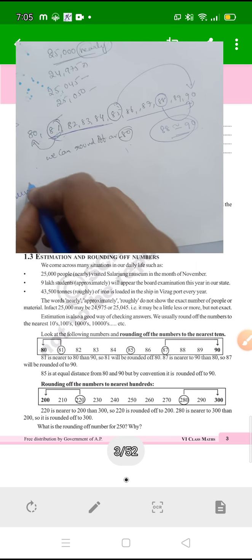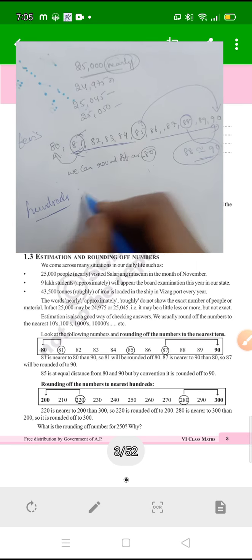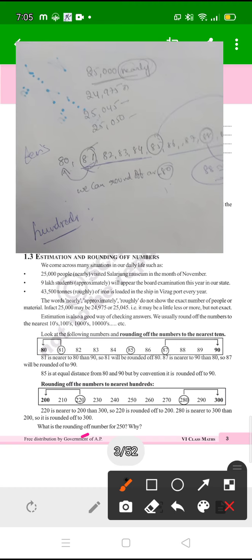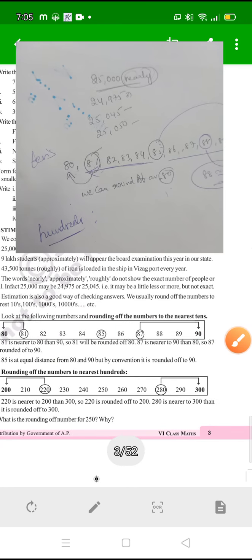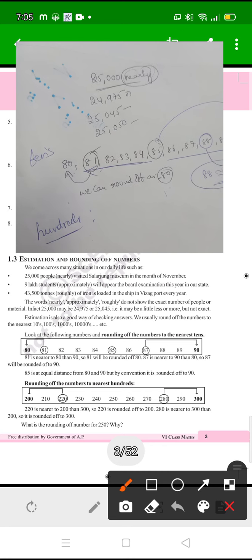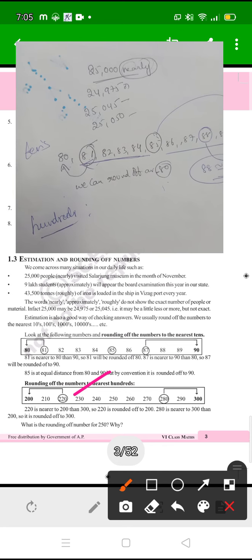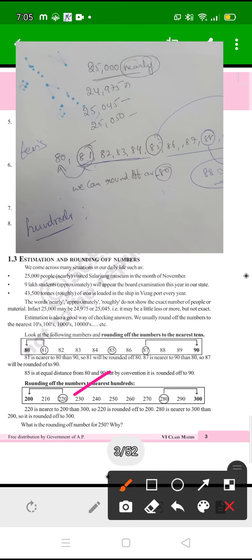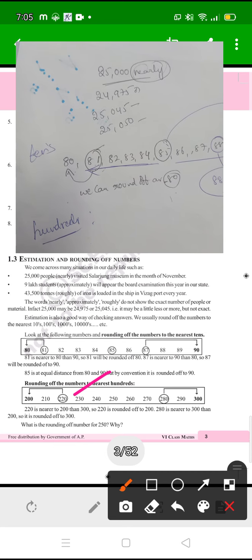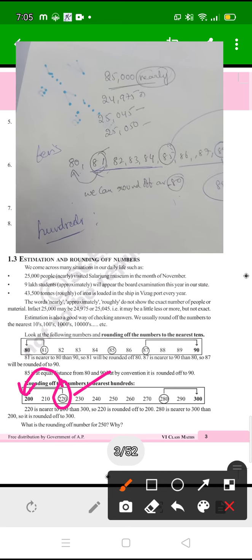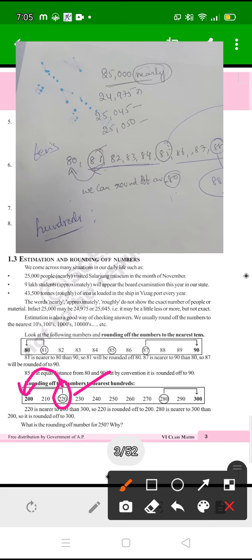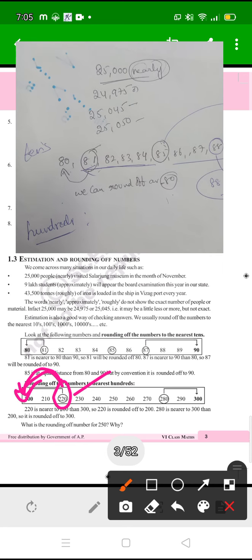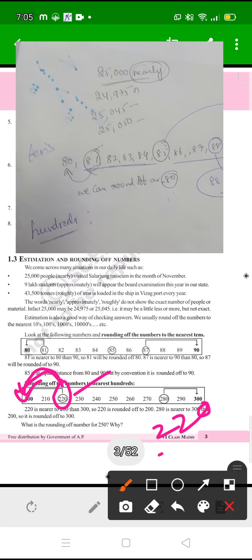Next, if you move to hundreds, how do you round off the numbers? See here in the tabular column given: 200, 210, 220, 230, 240, 250, 260, 270, 280, 290, 300. Is 220 nearer to 200 or 300? This is nearer to 200. So you can round off 220 as 200.